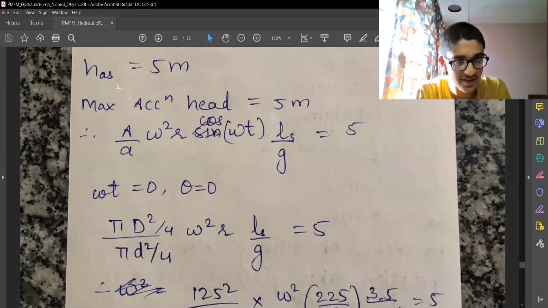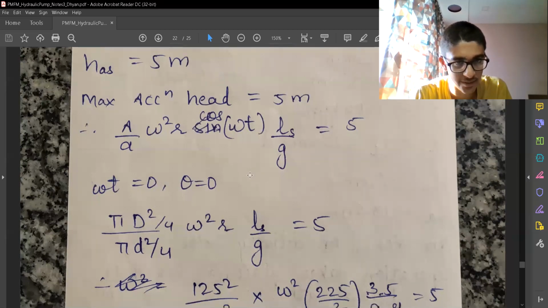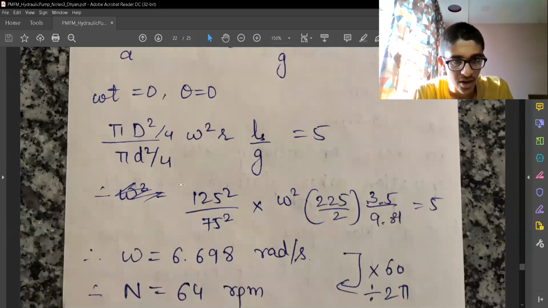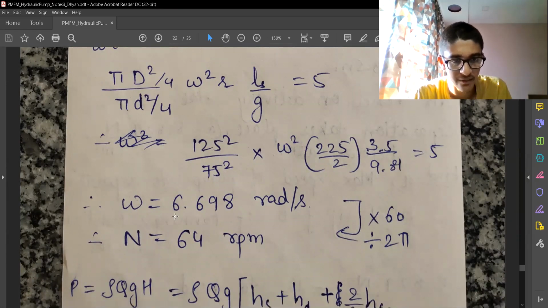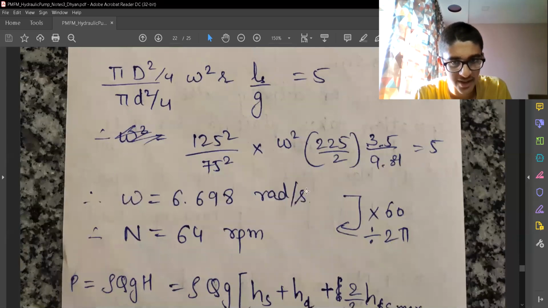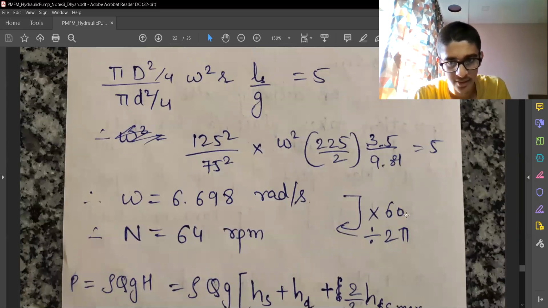And since HAS is at the IDC point, inner dead center, cos ωt is going to be 1, while at the outer dead center, cos ωt is going to be the opposite. So we have all other things known. Diameters are given, length is given, g is known, r is known. So we can find omega. Omega is in radians per second. Radians are non-dimensional. To find it in RPM, we just multiply by 60 divided by 2π, and we get the RPM.